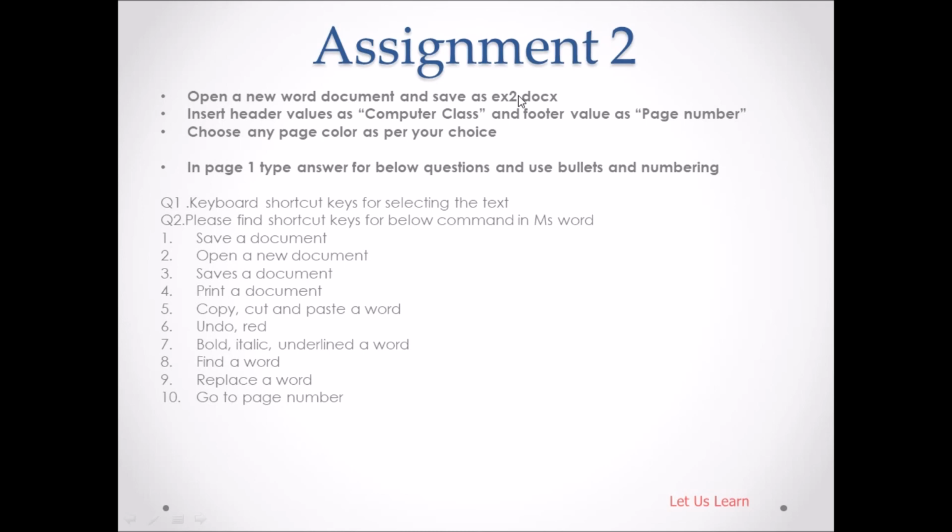In the first page there are two questions I have given. First question is, for text in Word, what are the shortcut keys you can use? That is the first question. Second question, you have to find the shortcut keys for the below commands. For example, if you want to save a document, open a document, save as, print a document. For this, you have to find the answer and write it in the first page itself.